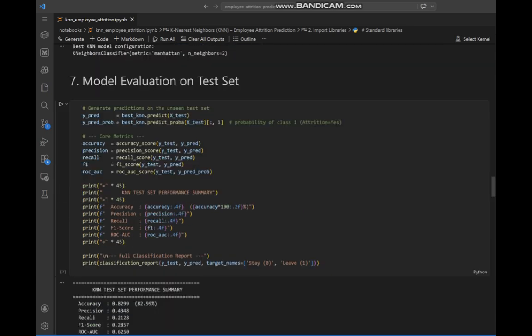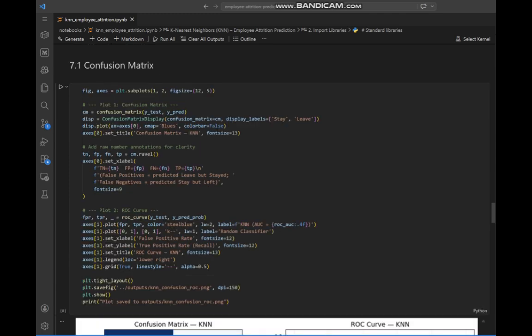Section 7 is test set evaluation. Results are accuracy 82.99%, precision 0.4348, recall 0.2128, F1 score 0.2857, and ROC AUC 0.6250. Section 7.1 shows the confusion matrix.